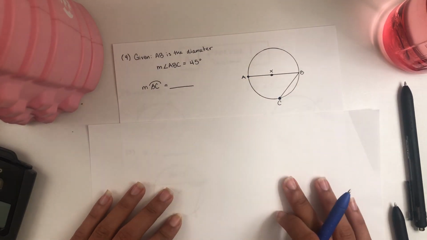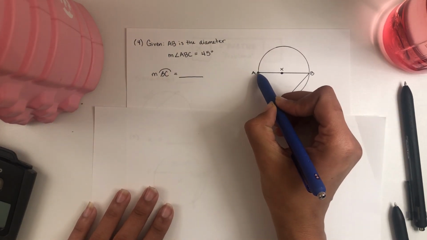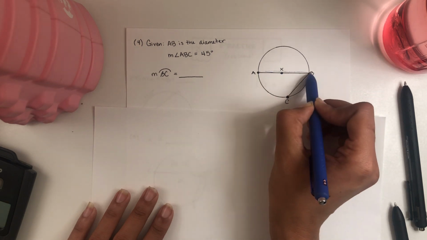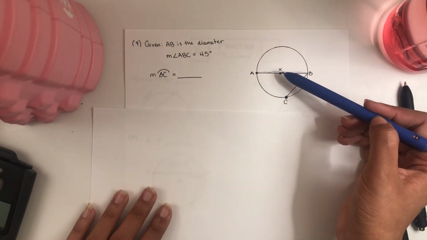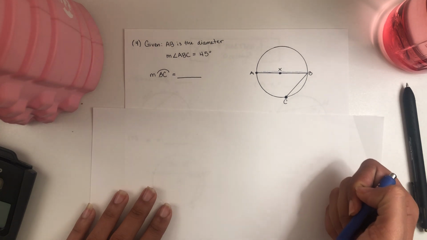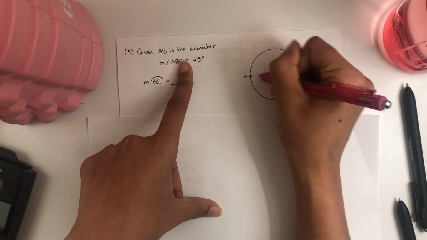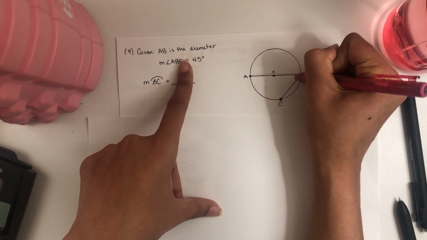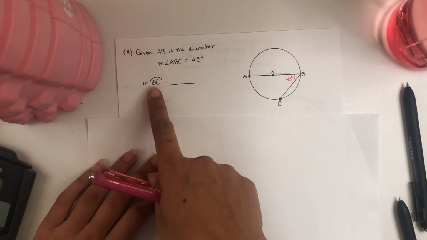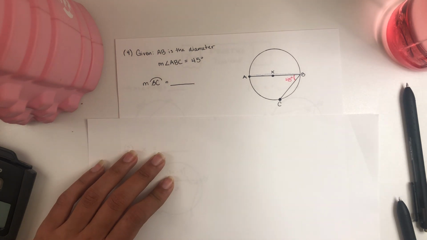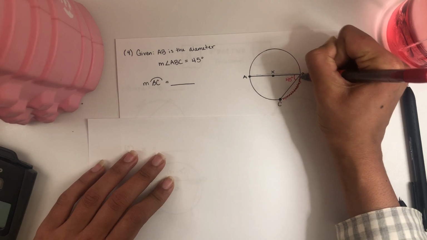All right, this problem has a little bit more to deal with. Let's start off by dealing with our given information. AB is the diameter. So this right here from A to B is your diameter. Why do we know it's the diameter? Just by looking at it, it goes through the center, right? A line that goes through the center is your diameter. Measure of ABC is 45. So from A to B to C, this angle in here is 45 degrees. They want us to find the measure of arc BC. Arc BC is this red line over here.